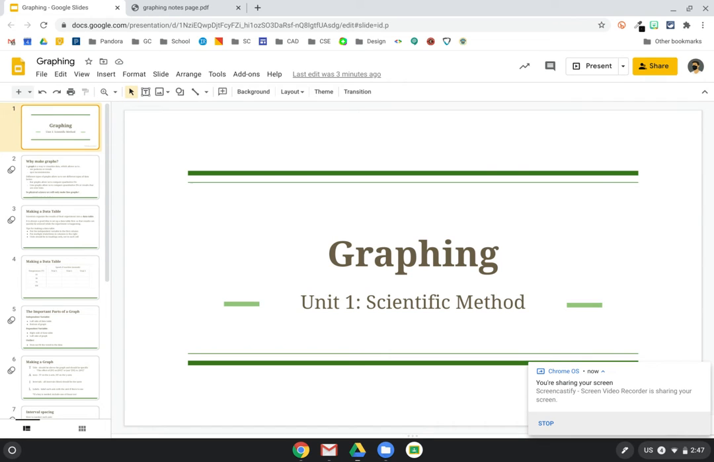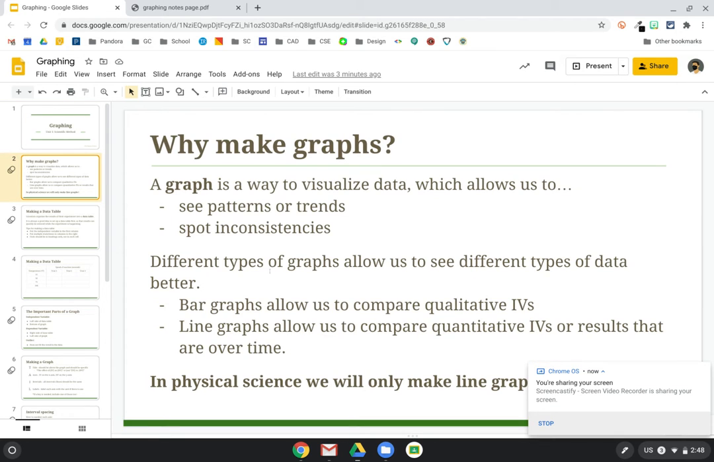All right, so these notes are going to teach you how we look at graphing in physical science and how we organize a data table and then transfer data from that data table onto a graph. So first of all, why do we make graphs? Graphs are a good way to visualize data and see patterns or trends or some pieces of data that don't fit those patterns or trends. They're inconsistent, or we call them outliers.